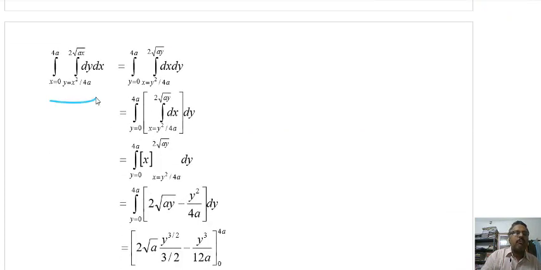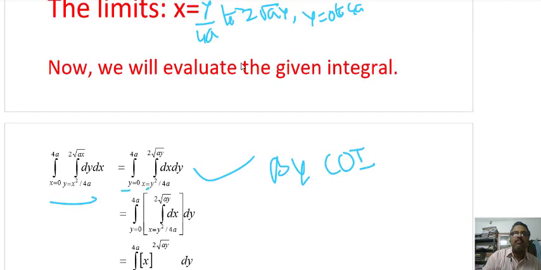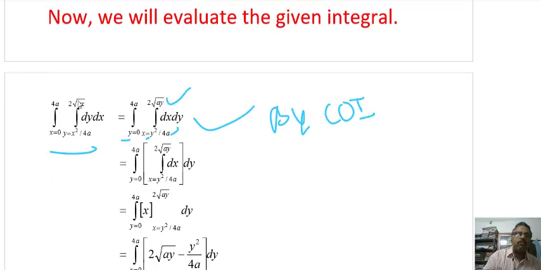This is the given problem. Y limits x square by 4a to 2 into root over ax, x is 0 to a. Now change the order of integration. First x limits, then y limits. X limits we already discussed: y square by 4a to 2 into root over ay. Now y limits 0 to 4a.